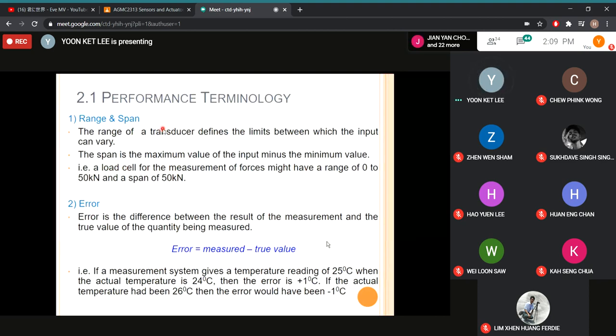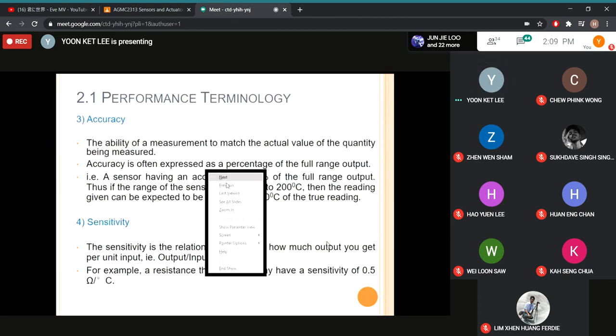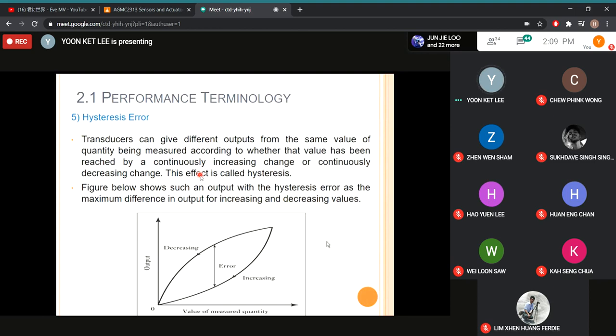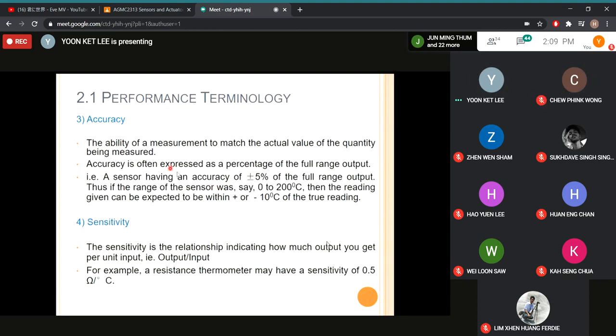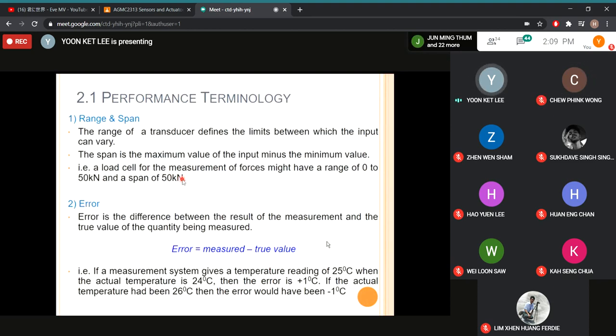So, any questions about the sensor, guys? Hello? No? Okay, if no, then we will go to the performance terminology.